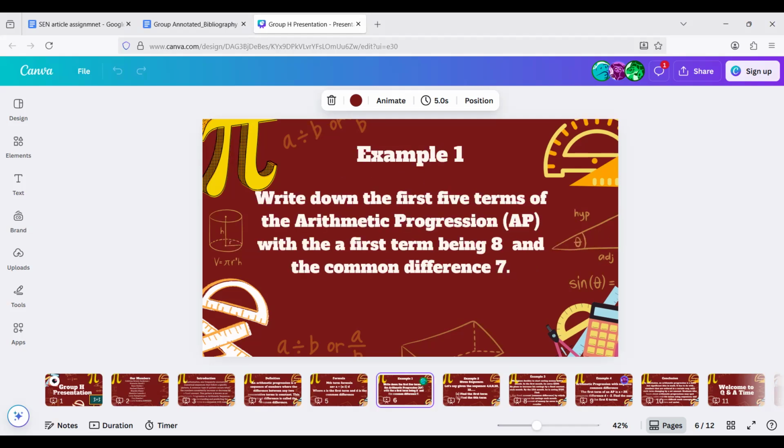Let's look at an example. It says here to write down the first 5 terms of an arithmetic progression with the first term being 8, and the common difference being 7. I will now share my whiteboard to work it out and let you see how it is done.